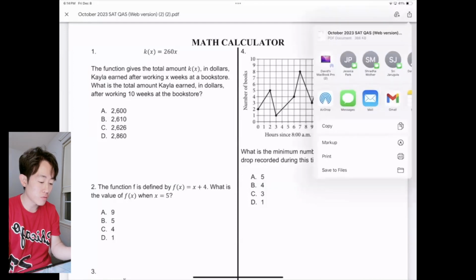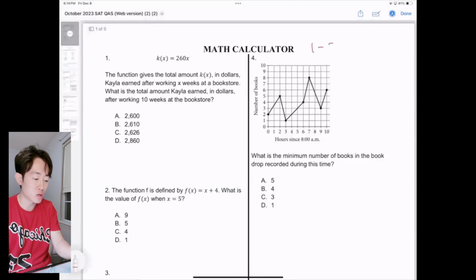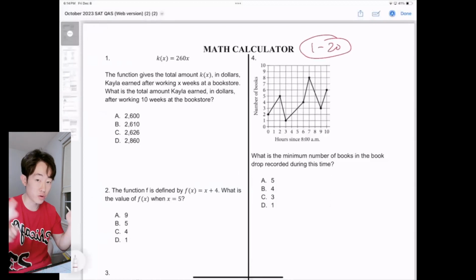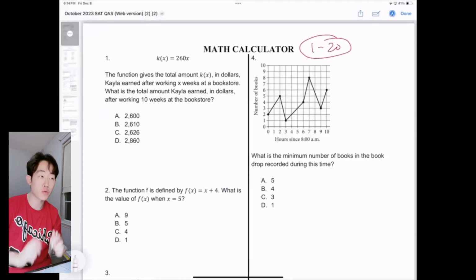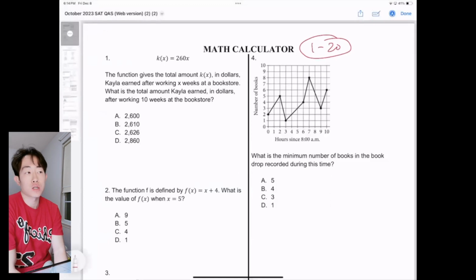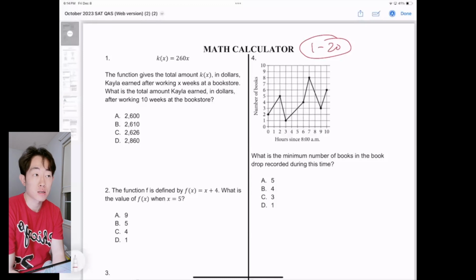The reason for that is, as I've always mentioned, 1 through 20 are what I like to call the freebie zone. Those questions are usually the ones where most of the kids should get correct, and using the calculator, a lot of kids just feel more comfortable. You shouldn't really make any mistakes on these, maybe at max only one, to really optimize your score. Okay, so let's get started here.